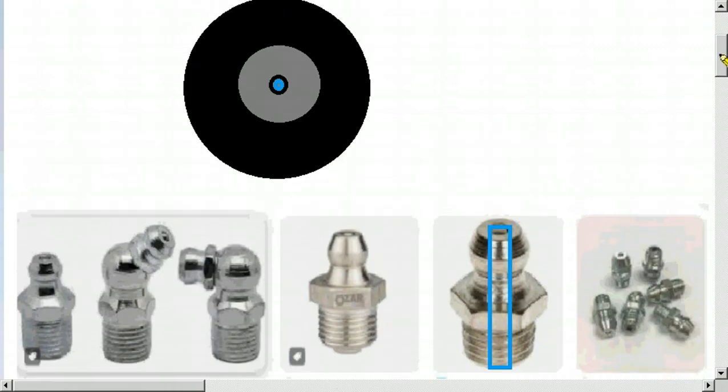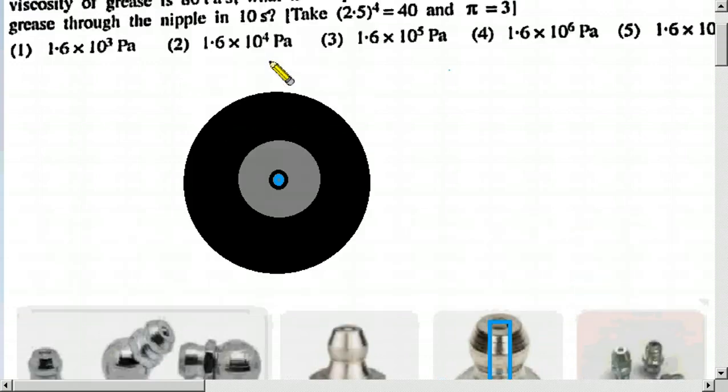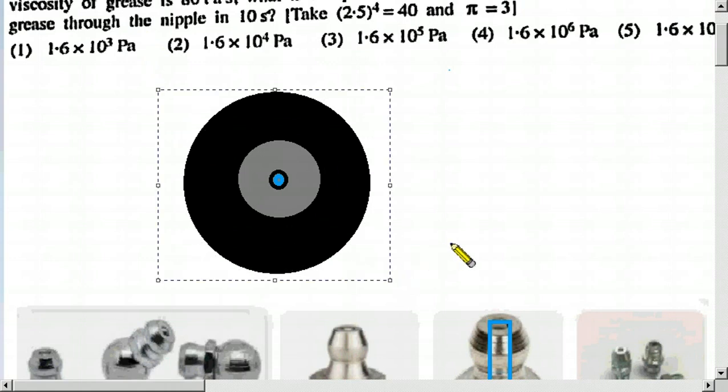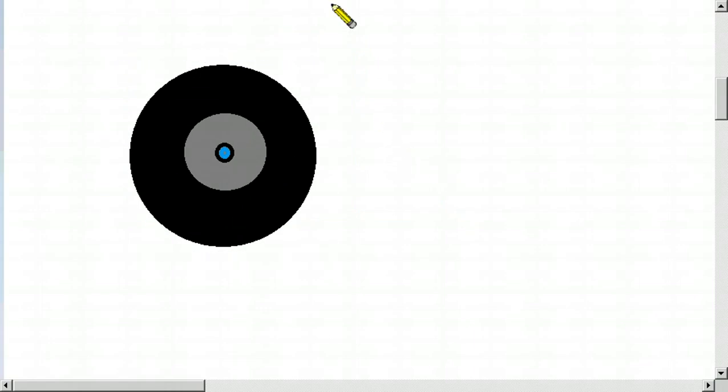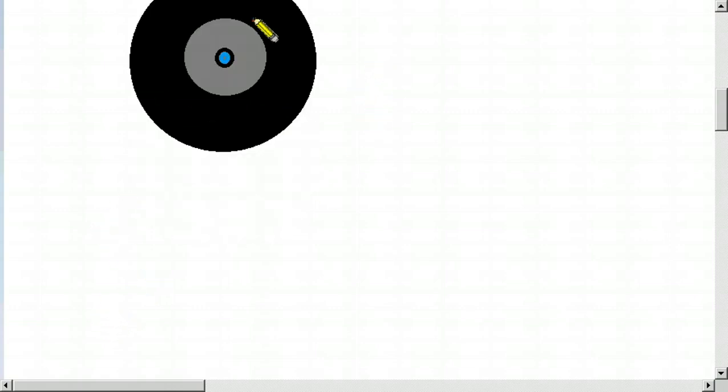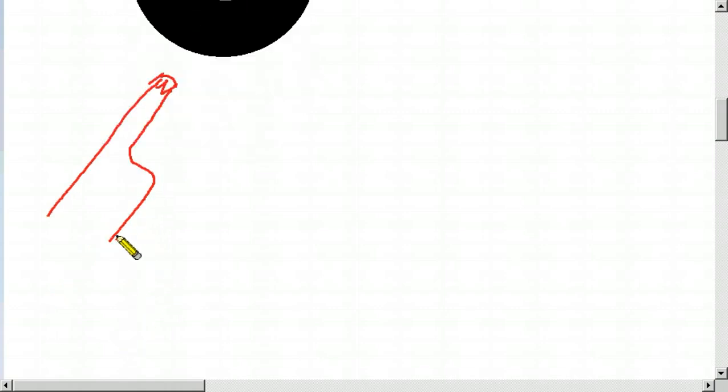So how do you use it? There is a thread, so it is fixed to this tire. The function of the grease nipple is to fill grease into the tire. There is a tool called a grease gun. It is a tool like this. It has a mouth like this here, and there is a big cylinder here. So this one is a grease gun.